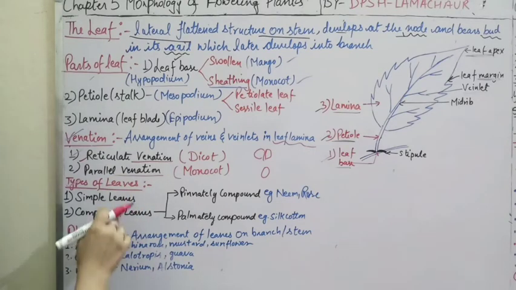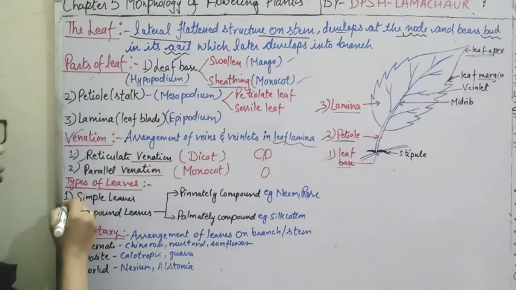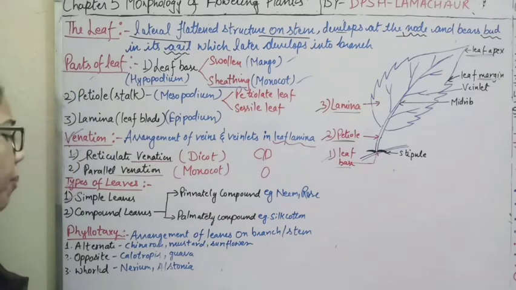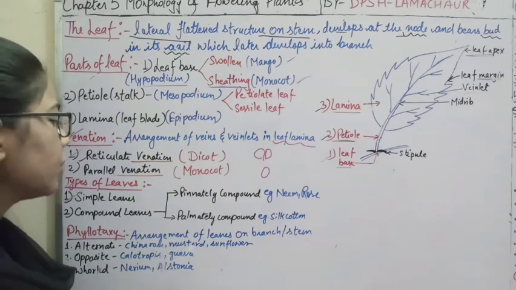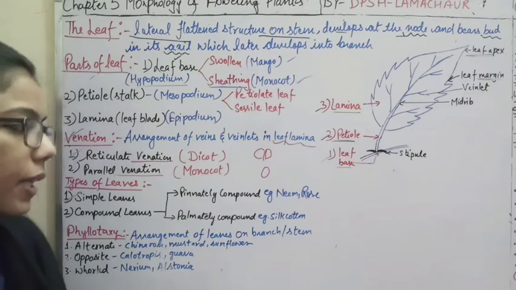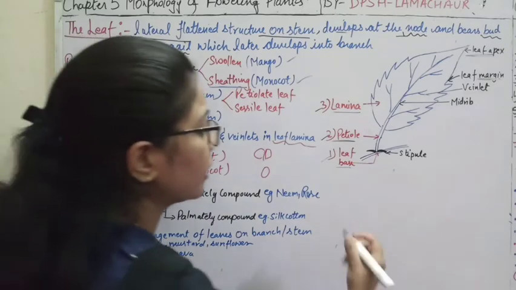How many types of leaves do we have? Majorly, what types of leaves do you see in day-to-day life? Mostly we can say there is a simple leaf, and another one is the compound leaf. Simple leaf means simple. So how will the simple leaf be? If I draw the structure of the simple leaf like this.